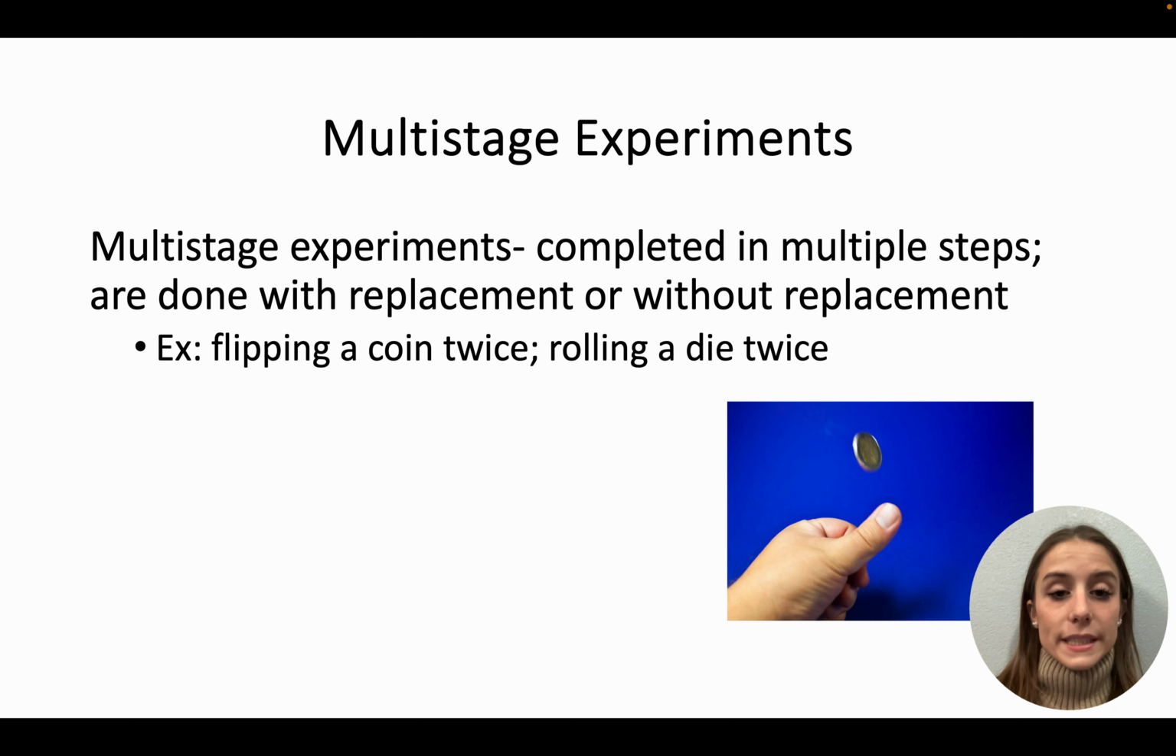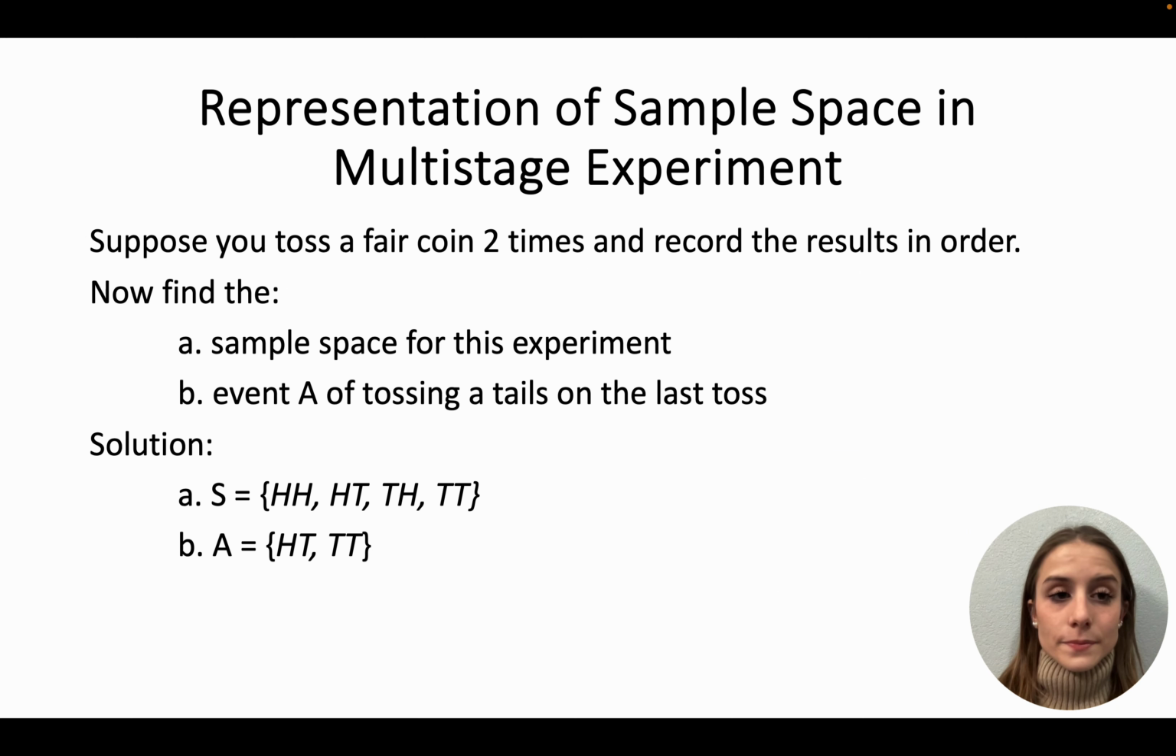They are completed in multiple steps and are done with replacement or without replacement. Some examples would be flipping a coin twice or rolling a die twice. So here's a representation of sample space in a multi-stage experiment.